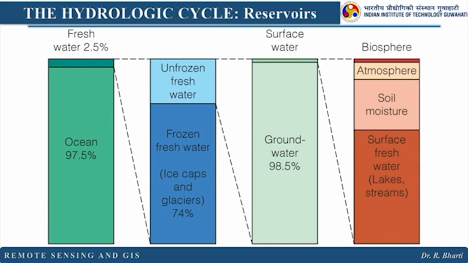Just to give you a background of this problem, let us go through this slide where I have explained how water is stored in different reservoirs. That's why the heading of this slide is the hydrological cycle and reservoirs. These are different reservoirs present in our Earth system. Here you can see frozen freshwater, ice cap and glacier. All are basically included in this, right?